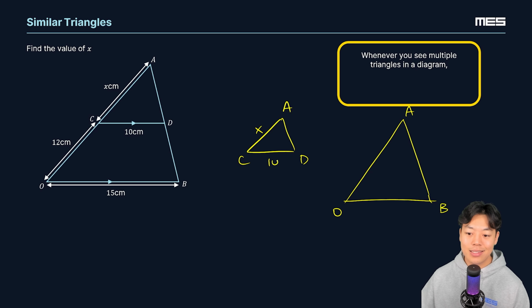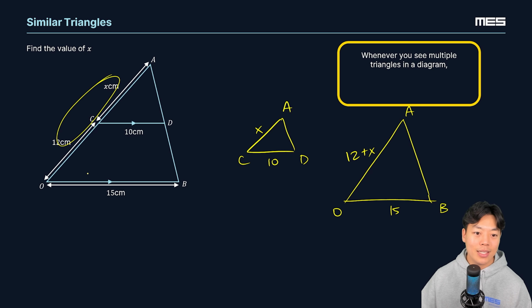This is X and this is 10. This is 15, and that's how we can prove that AO is not 12. The biggest mistake that students make is they say AO is 12, but it's actually 12 plus X because you have to combine these two sides. And now we can set up a proportion. X is to 10 as 12 plus X is to 15.